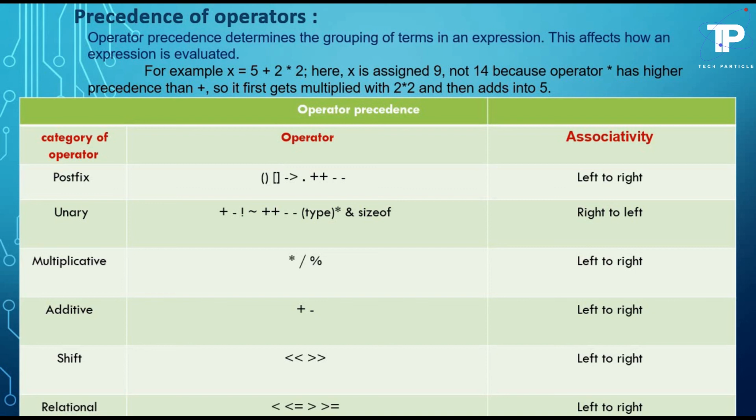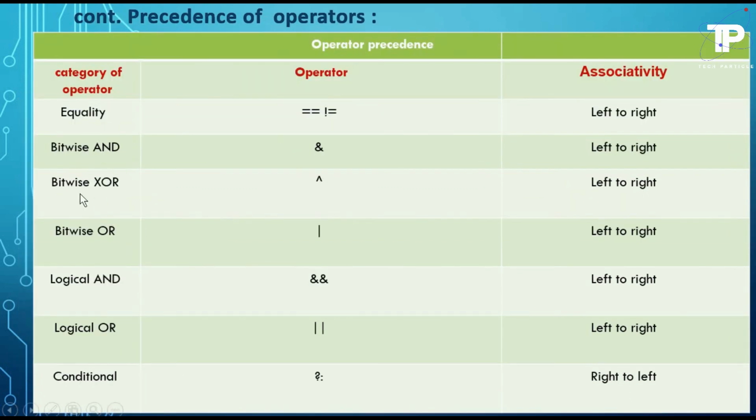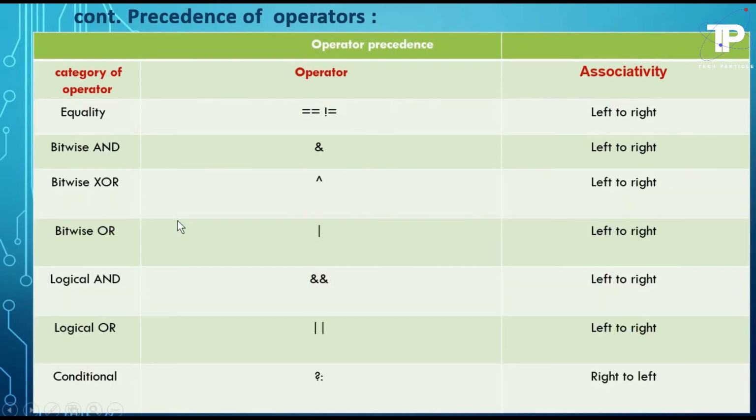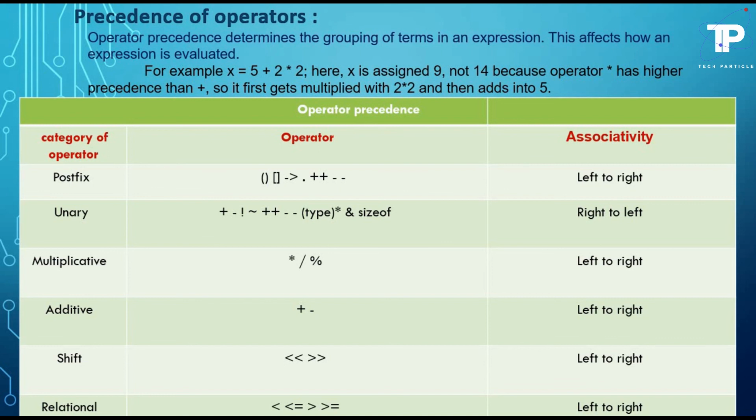So operator precedence determines the grouping of terms in an expression. This affects how an expression is evaluated. I have listed the precedence of operators here. Highest precedence is given to the postfix operators, then unary operators, multiplicative, additive, then shift, relational, then equality, then bitwise and, then bitwise or, logical and, logical or, conditional, then the assignment operator, then comma. Please pause this video and go through this operator precedence once.